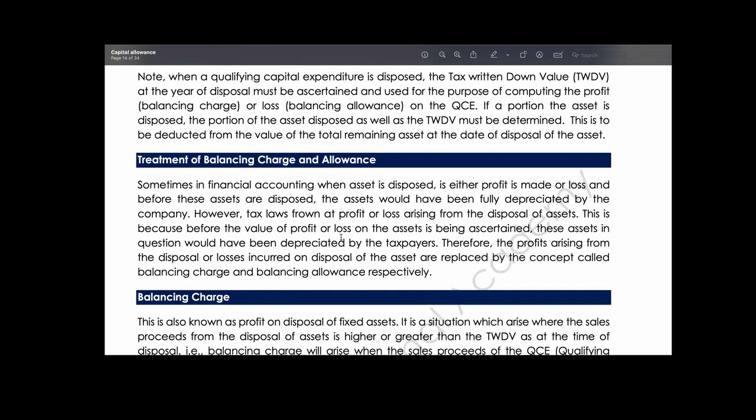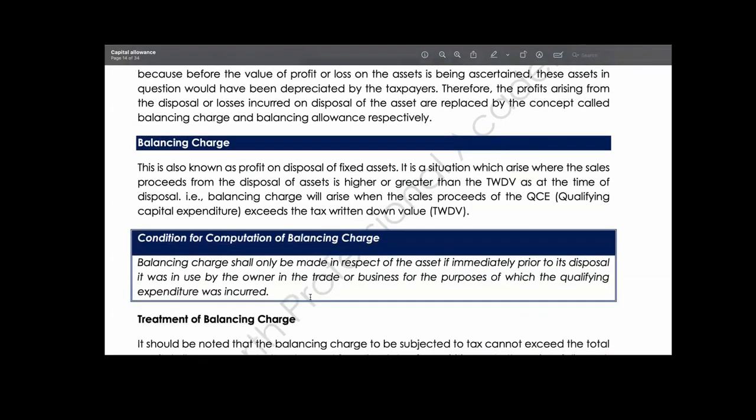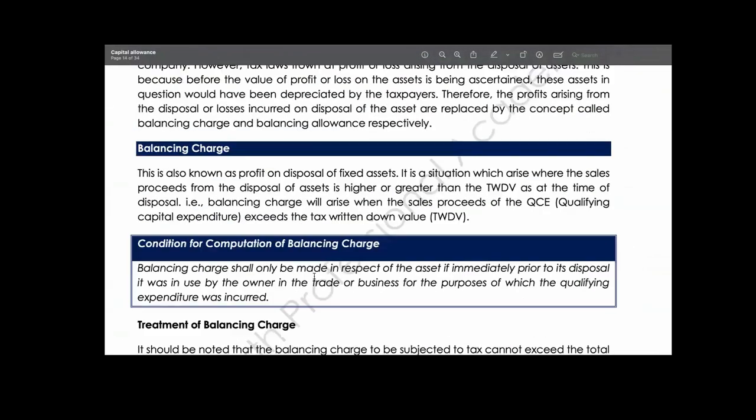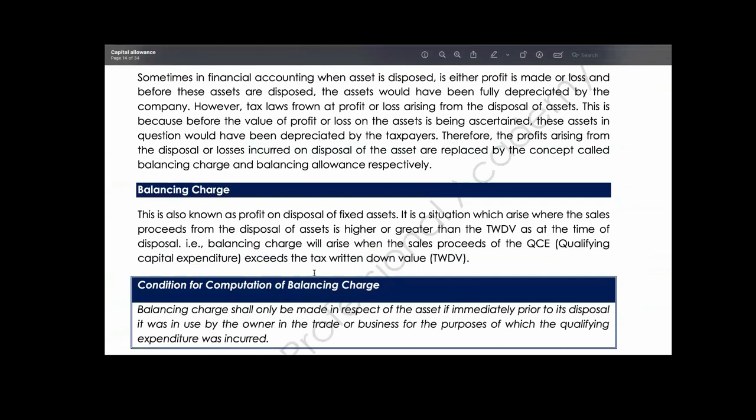How do you calculate balancing charge? Your balancing charge shall be the excess of your sales proceeds over the tax written down value at disposal. That is your sales proceeds minus tax written down value. The next one is balancing allowance. Balancing allowance will occur where your sales proceeds are less than the tax written down value at disposal.